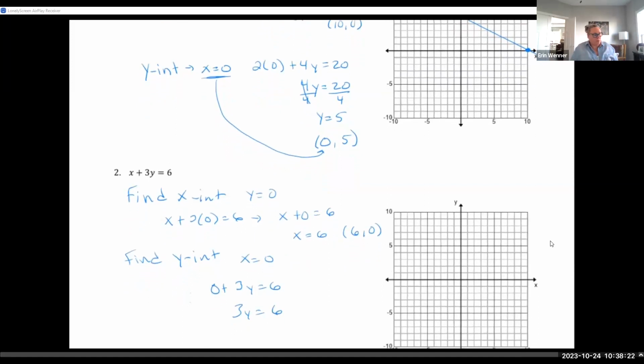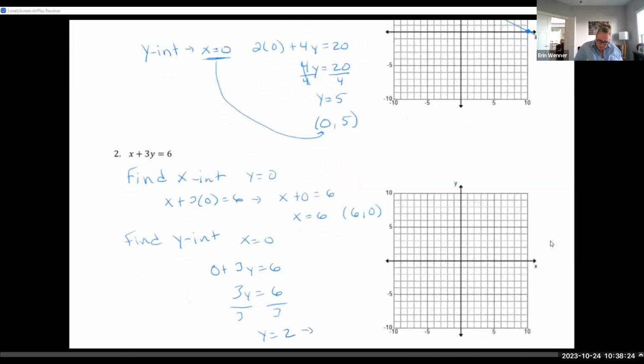So graphing those 2 points, we have 0, 2 is right here, 6, 0 is right there. And drawing our line. Now, one thing we haven't talked about is how we can identify our slope from our graph. You can see we have the 2 points and we could use those ordered pairs to come up with the slope. But we can also see it from what we call the slope triangle.